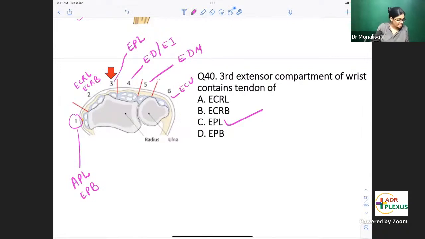C is absolutely correct, Santosh Bhar. Yes, dear, C is the correct answer. Extensor pollicis longus passes through the third compartment.